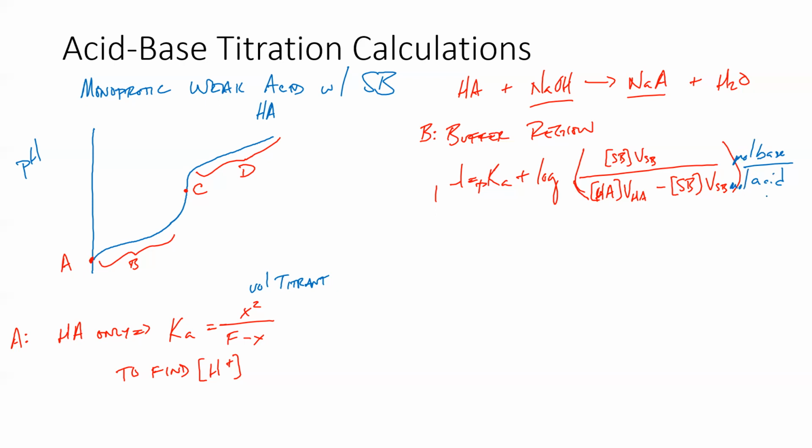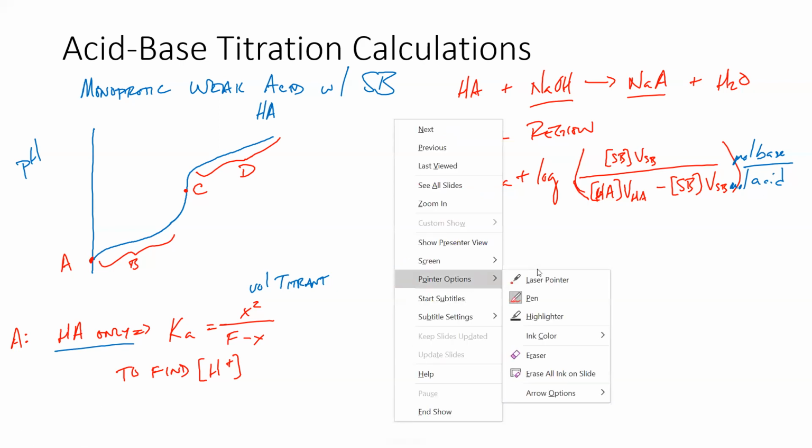Okay. And that works at any point in region B, any point between our initial data point and our equivalence point. Okay. So at point A, I said that we were HA only. What are we at point C?